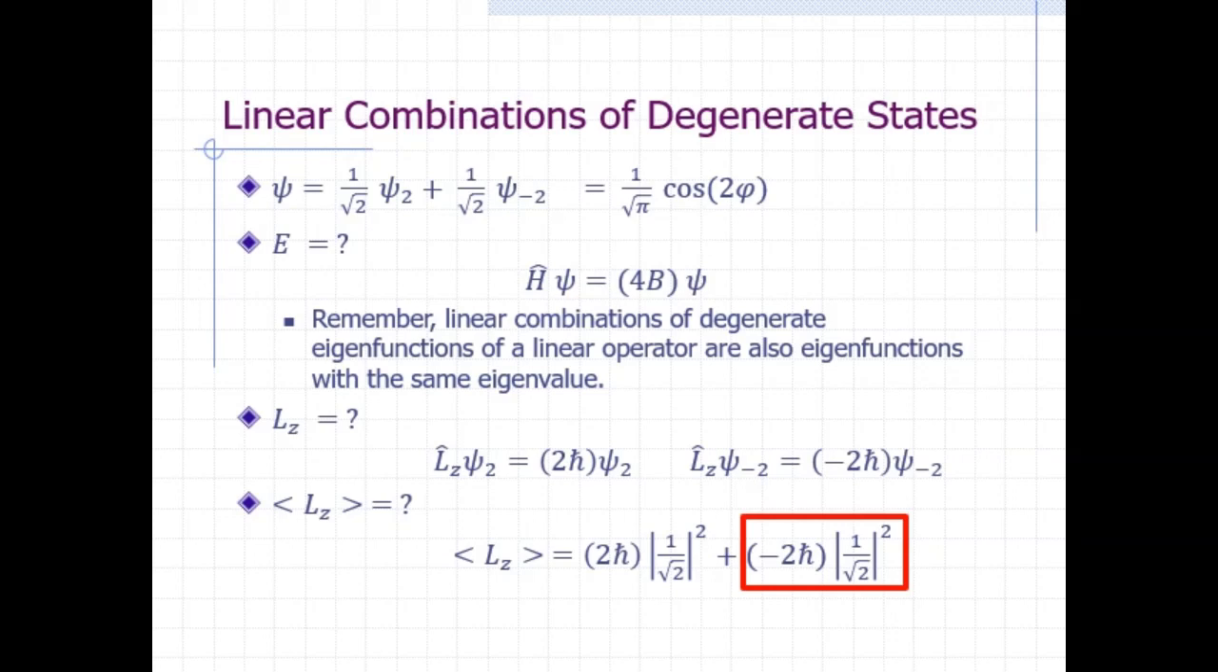The coefficient of psi for m sub L plus 2 is 1 over square root of 2. So the probability of getting 2 h bar if Lz is measured is the square of 1 over square root of 2, or 1/2. Similarly, the probability of getting negative 2 h bar if Lz is measured is 1/2. There is a 50% chance the angular momentum vector is pointing upward with a magnitude of 2 h bar, and a 50% chance it is pointing downward with a magnitude of 2 h bar. The expectation value is 0.